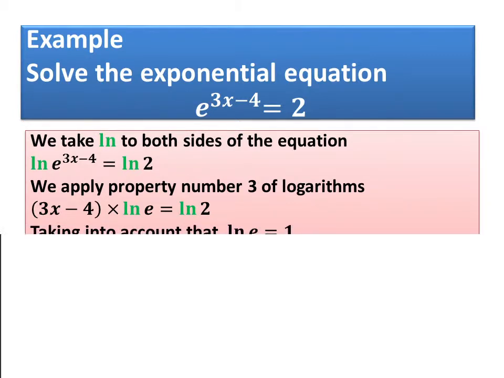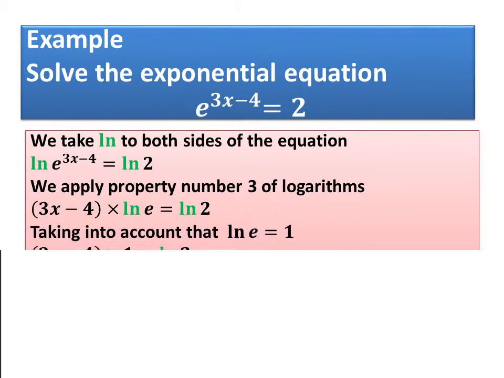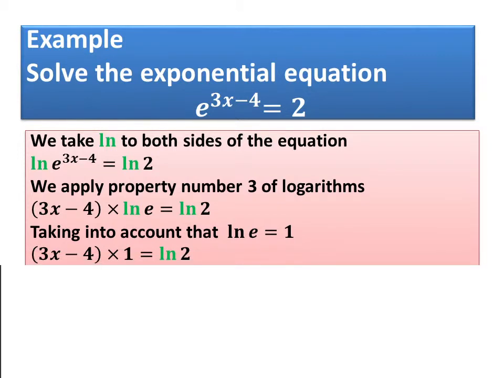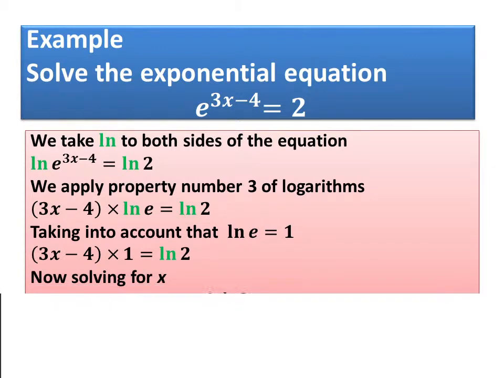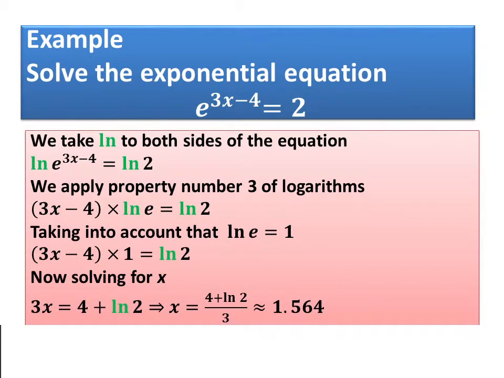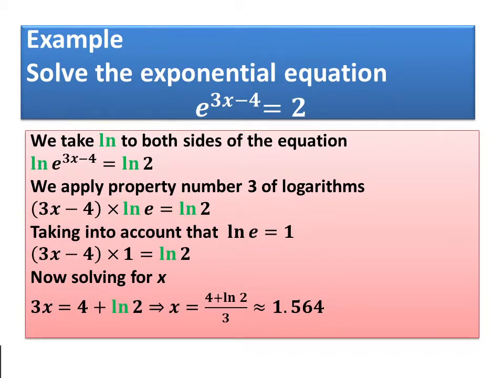Now ln e is 1. So I have (3x-4) multiplied by 1 is equal to ln 2. Now I solve for x. I get 3x equals 4 plus ln 2, by adding 4 to both sides of the above equation. And then we divide both sides of this equation by 3. We get x is equal to (4 + ln 2)/3. And then you use your calculator to get the approximate answer.